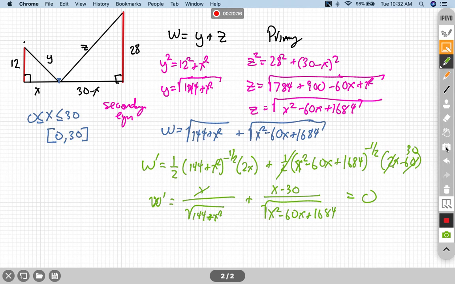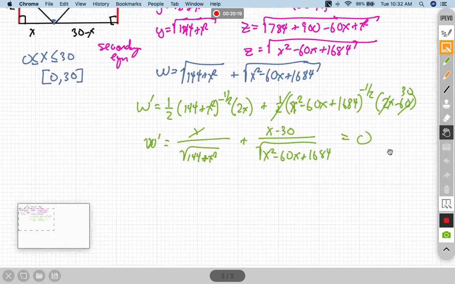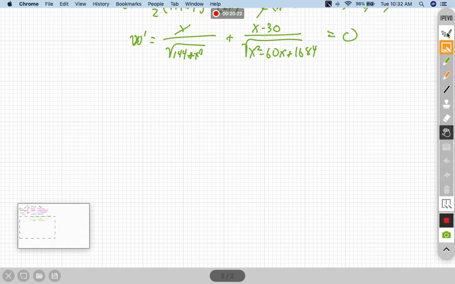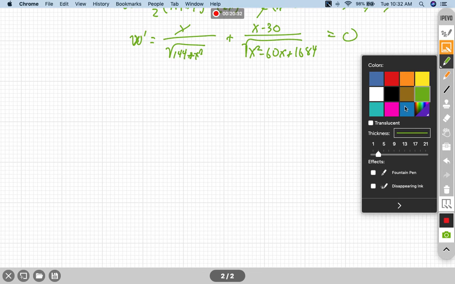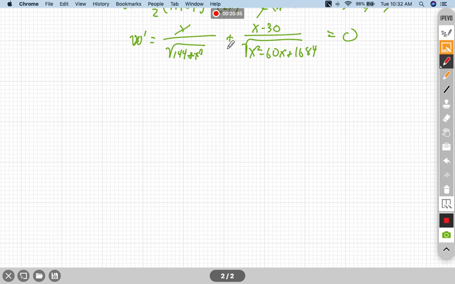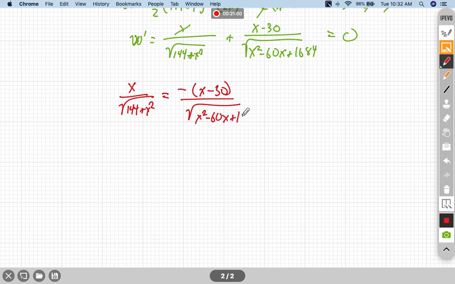Okay, so on this one, again, sometimes we grab these examples to show you some other things we can do with this. If I'm solving this for 0, I'm going to take one of these to the other side. So I'm going to say x over the square root of 144 plus x squared equals the opposite of x minus 30 over the square root of x squared minus 60x plus 1684.